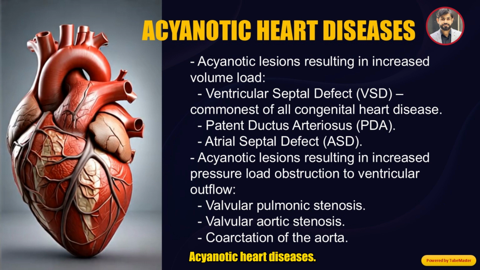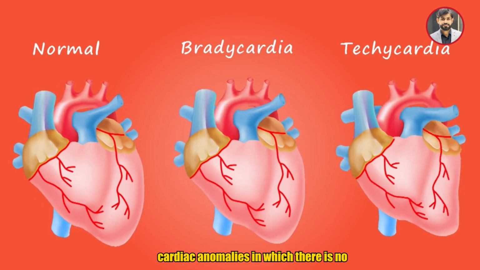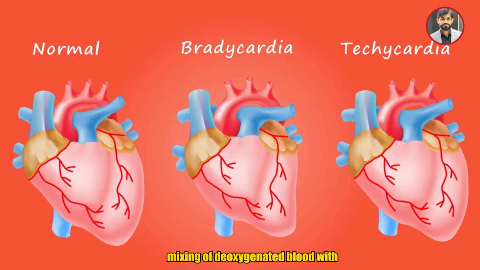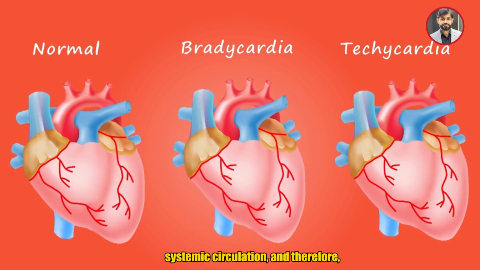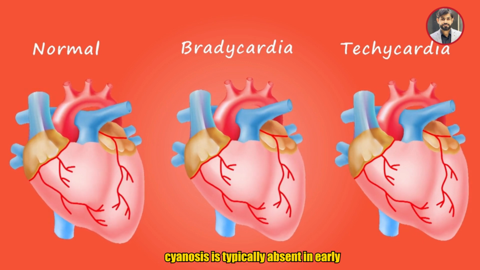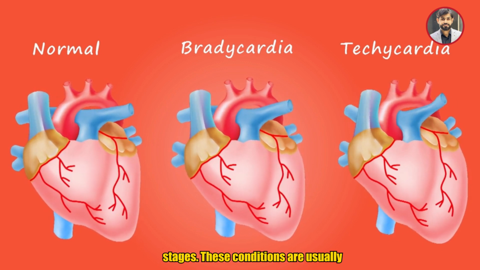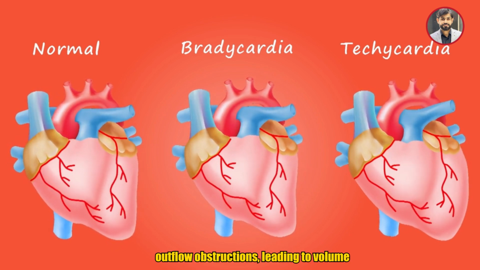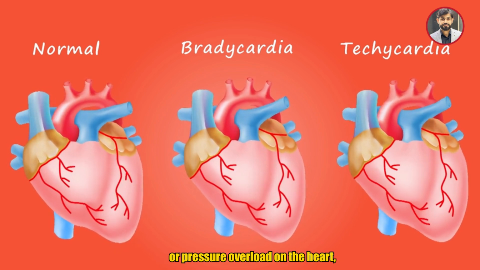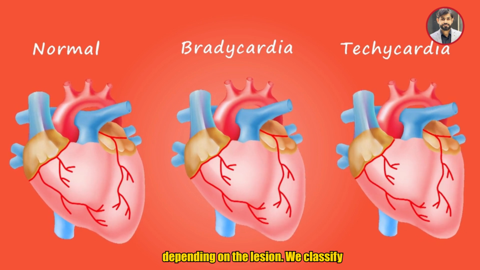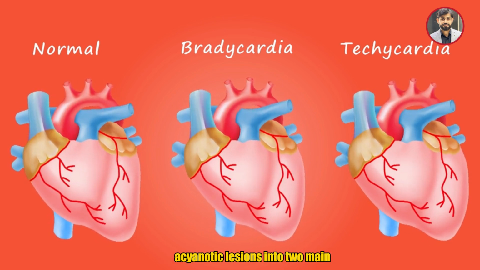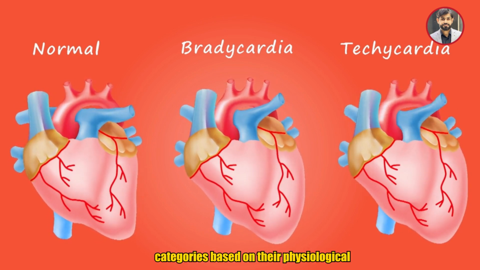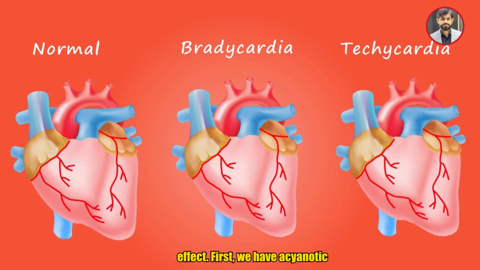Acyanotic heart diseases. Acyanotic heart diseases are congenital cardiac anomalies in which there is no mixing of deoxygenated blood with systemic circulation, and therefore, cyanosis is typically absent in early stages. These conditions are usually characterized by left-to-right shunts or outflow obstructions, leading to volume or pressure overload on the heart, depending on the lesion. We classify acyanotic lesions into 2 main categories based on their physiological effect.